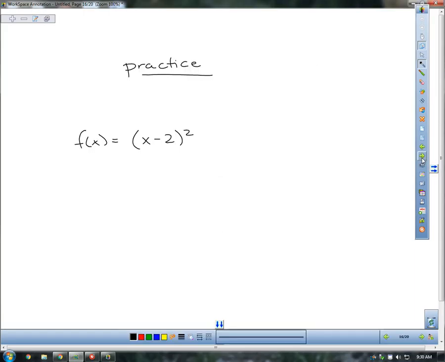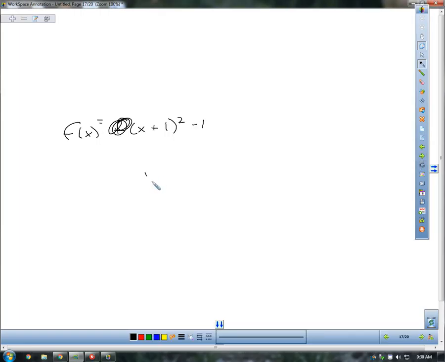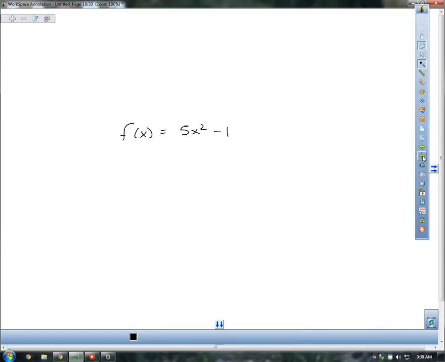So here's the practice. Go ahead and do this, answer it, and we'll move on. Oops. So I'm going to go ahead and show you what the correct answer was. This would move it right 2. On this one, I would move it left 1, and down 1. On this one, it would be 5 times narrower, and it would be shifted down 1.